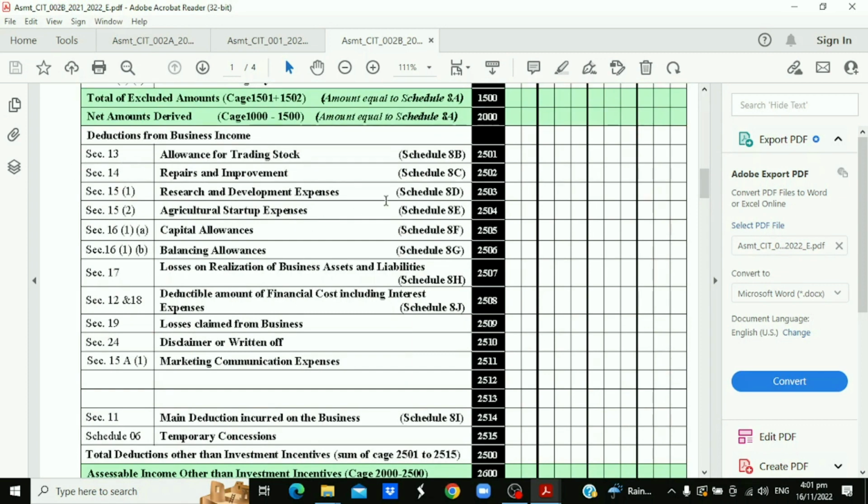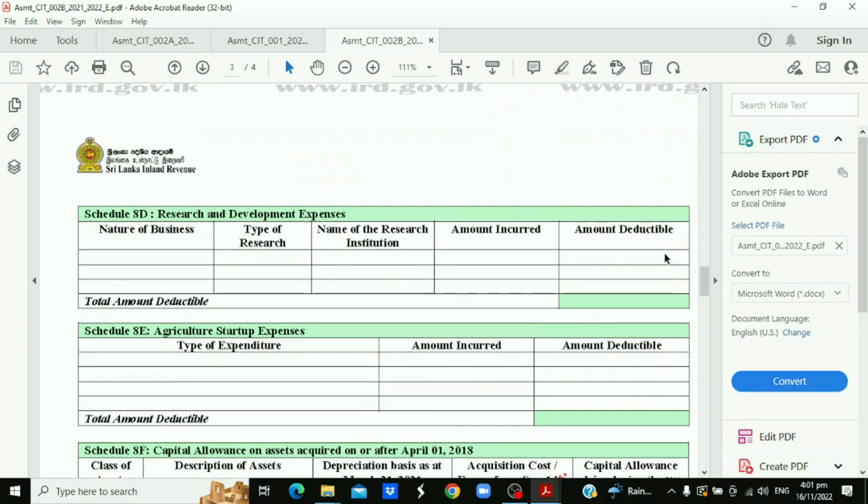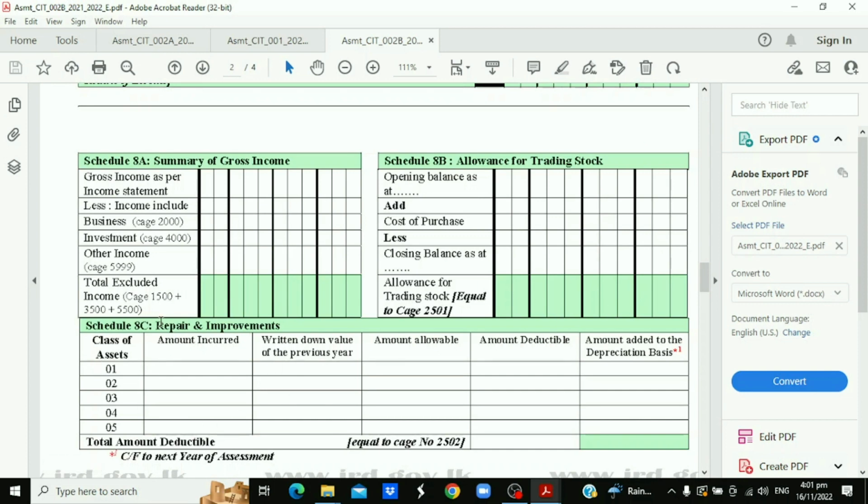Then section 14, repairs and improvements. For section 14, repairs and improvements, schedule 8C is applicable. Under schedule 8C, we get some values regarding the expense incurred, then the written down value at the previous year. Based on this previous year written down value, we are able to decide the amount allowable. Then we can identify the amount deductible. The amount incurred we can identify, the written down value of the previous year we can decide, the amount allowable is decided, and then ultimately we can decide the amount deductible.